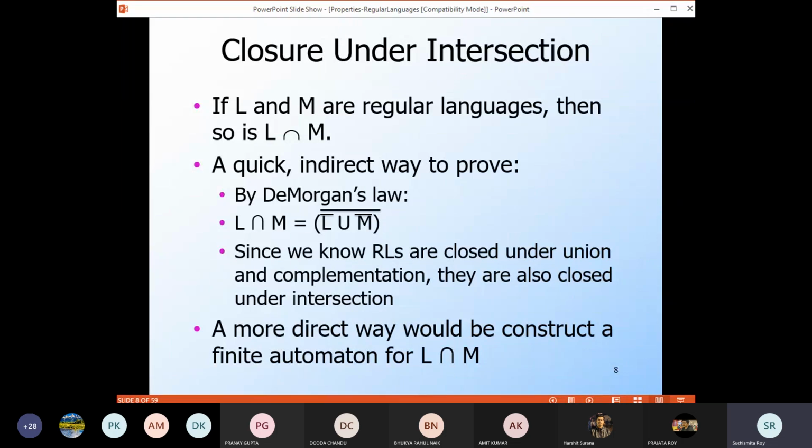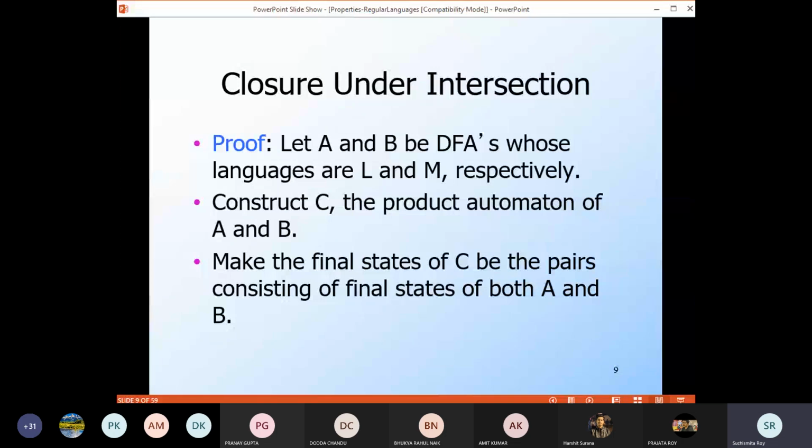Now for intersection, of course, you can prove it using De Morgan's laws, but we can also look for a construction. Actually, I'm stressing on the constructions because these constructions are very useful tools which you can use in doing things with regular languages and regular sets.